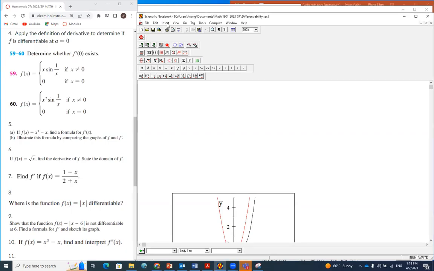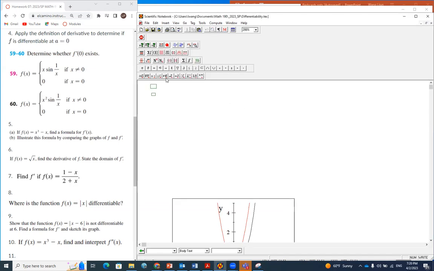Below, we have learned the definition of derivative. The definition of derivative is the ultimate tool to determine if a function is differentiable at a specific point. Let me say this again: the definition of derivative is the ultimate tool to determine if a function is differentiable at any given point. So that is the very, very important definition. Let's see what the definition is.